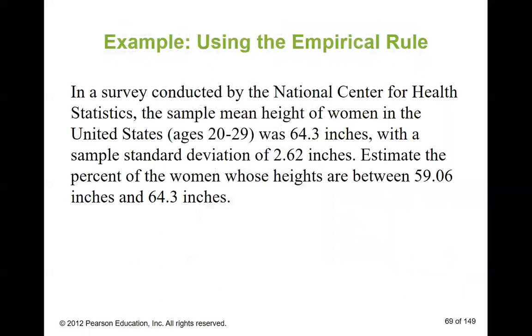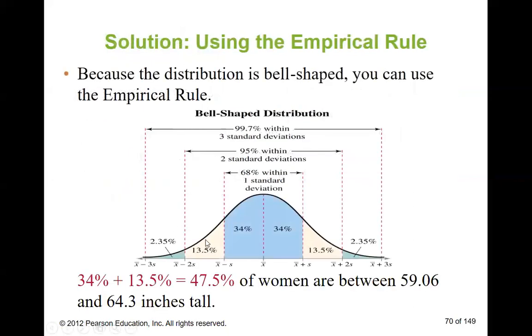Well, in order to do that, we're going to have to figure out where these values sit. 59.06 is definitely below the mean. So we're going to have to figure out how much below the mean it is. And then we would need to recognize that our second value they gave us actually is the mean. So we want to figure out how many standard deviations below the mean this will be. And here's what we would see.